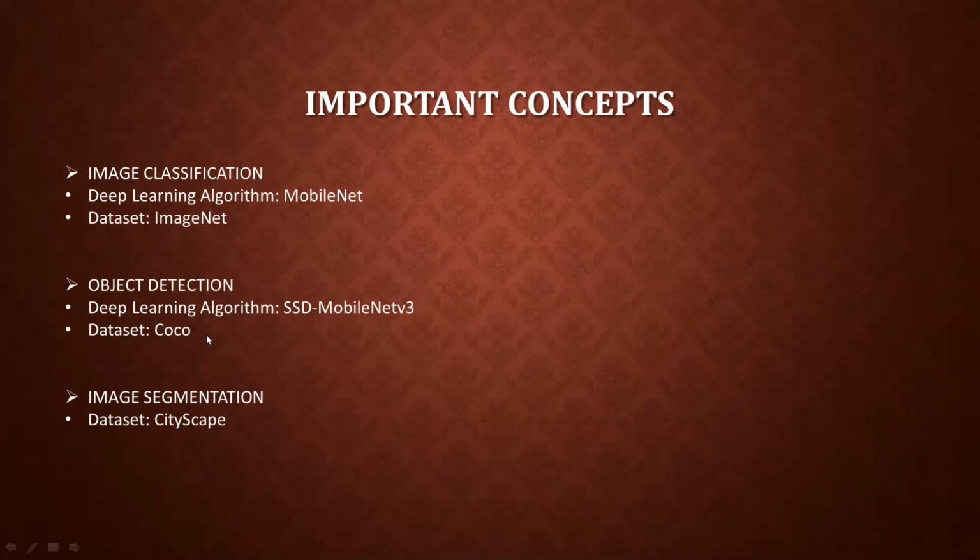And for object detection, we are going to use the COCO dataset. For image classification, ImageNet as a dataset, and for image segmentation, Cityscapes as a dataset. And for the deep learning algorithm, we are going to use SSD MobileNet version 3 because this is the latest version.